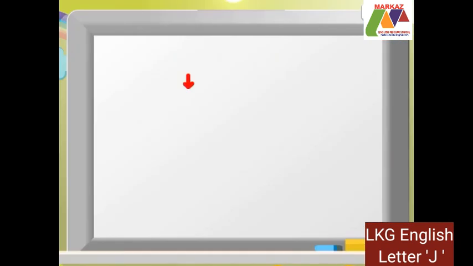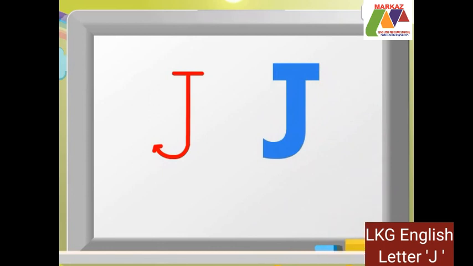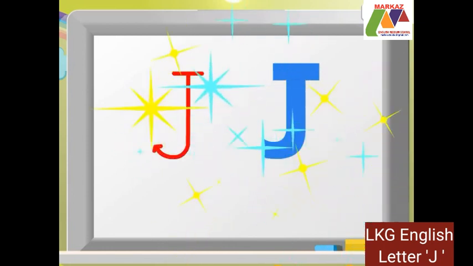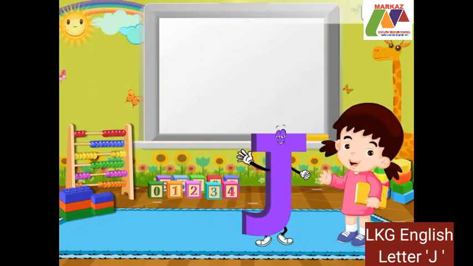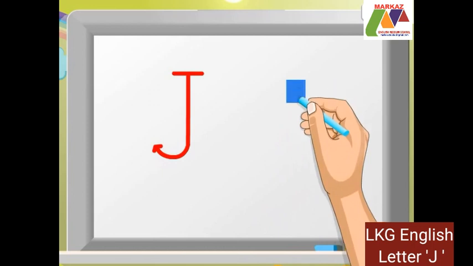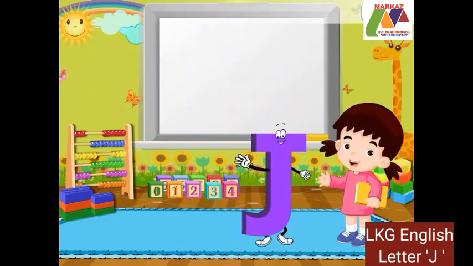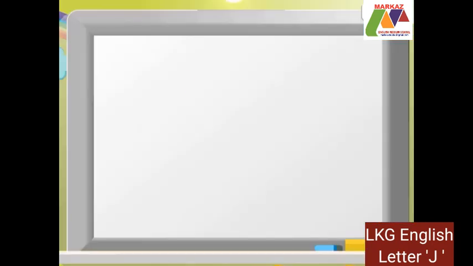Okay, children. Now, all of you take the next page. Capital J. Top, down, and curve, then across. Capital J. Top, down, and curve, then across. Capital J.